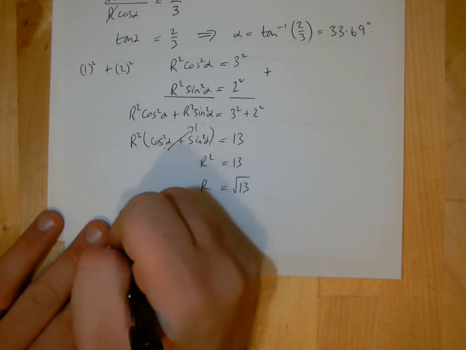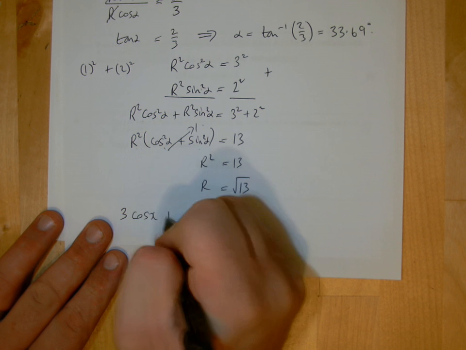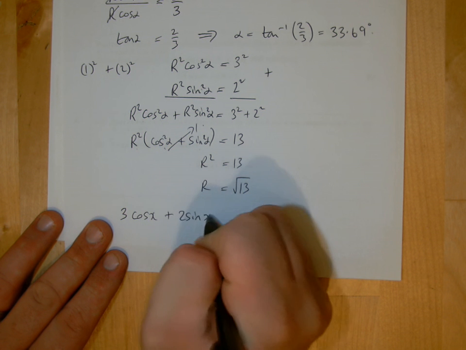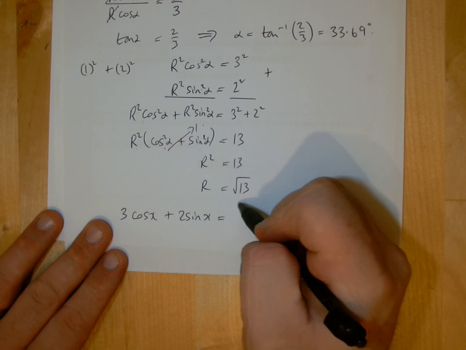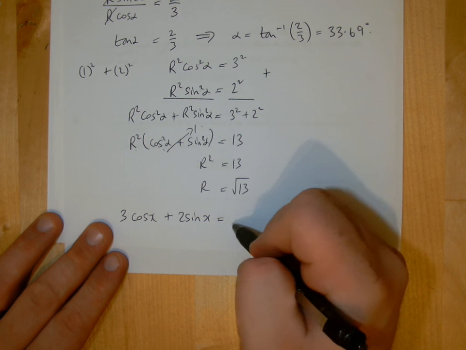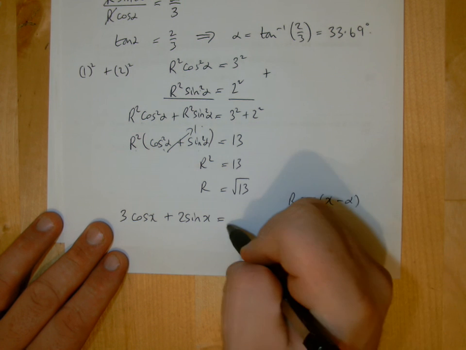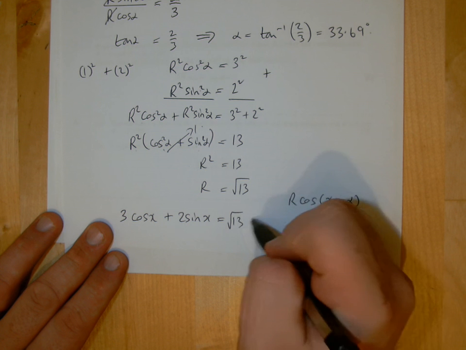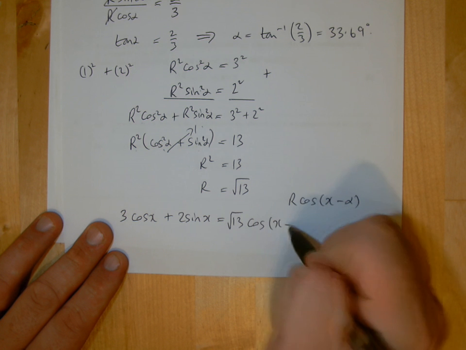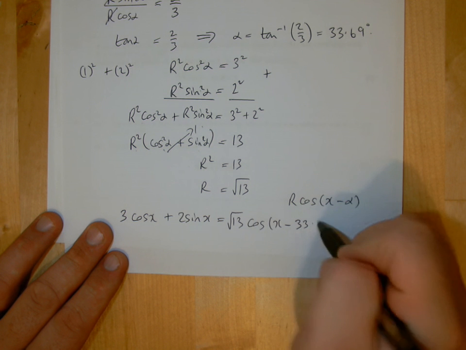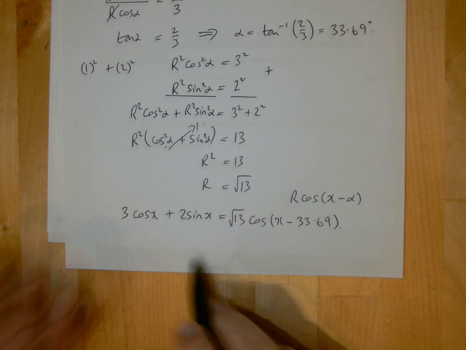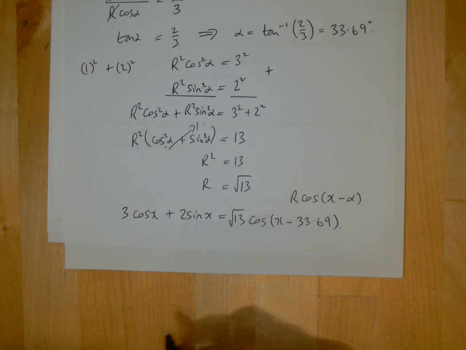So quite simply, to finish off, to express 3 cos x plus 2 sin x, remember it's got to be of the form r cos(x minus alpha), where r is positive, so root 13, and alpha is between 0 and 90, so 33.69. And we've expressed this in the form that they want.